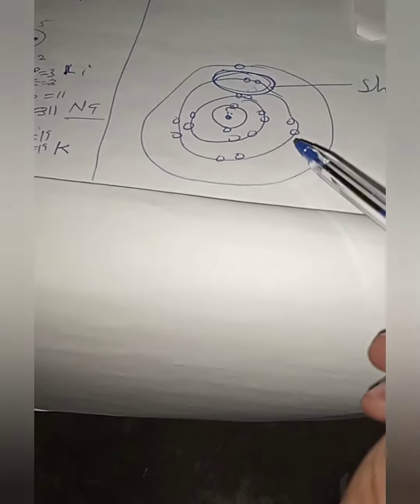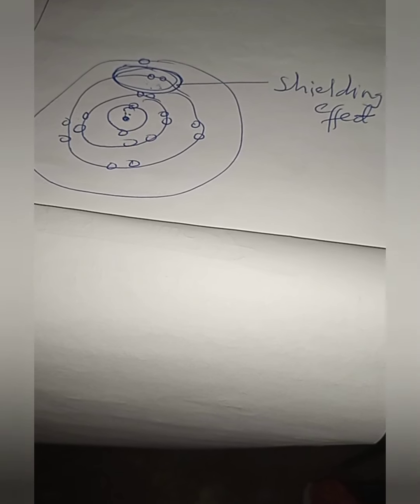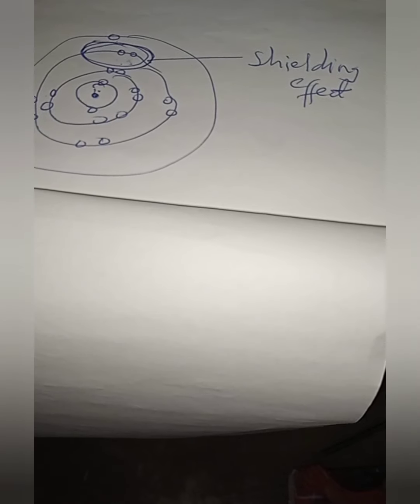So you can see the size of the atom will be what? Increasing, increasing, increasing. So that is what we call shielding effect. But if, for example, we have 1 and 1 here, there will not be any screening effect because they are of the same mass.